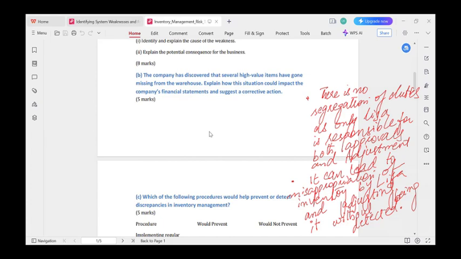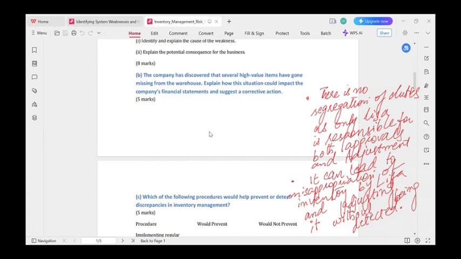This could also impact the company's profitability due to the loss of valuable inventory, right? Because if something like this happens, you have to expense it, right? And when you expense it, it's definitely going to increase your expenses and decrease your bottom line, your net profit. So that's going to have impact on your income statement as well.